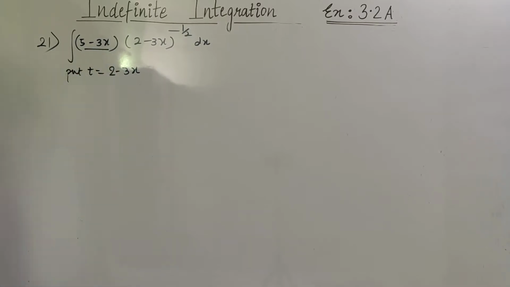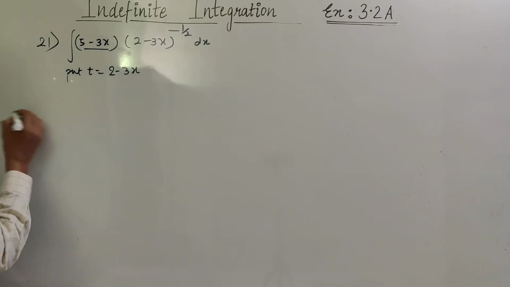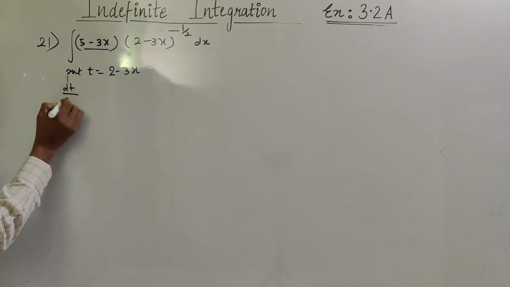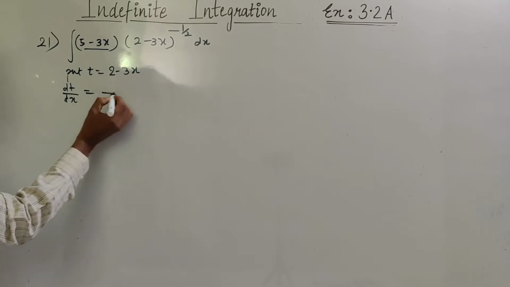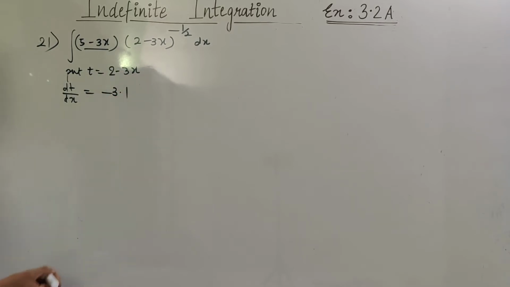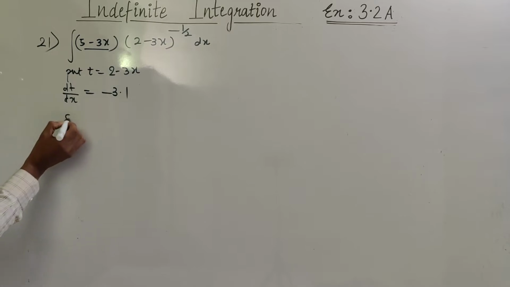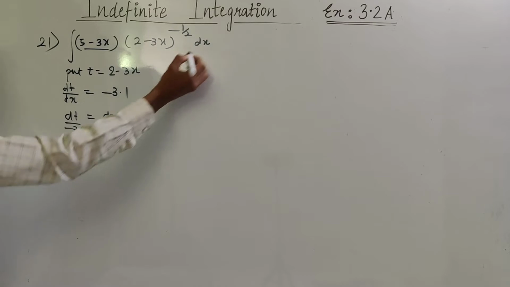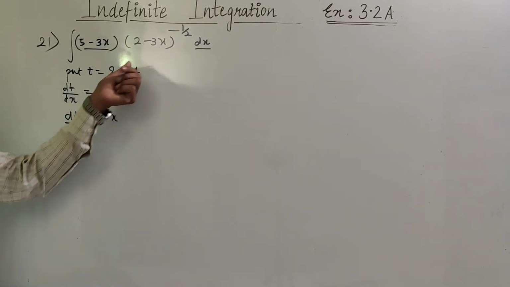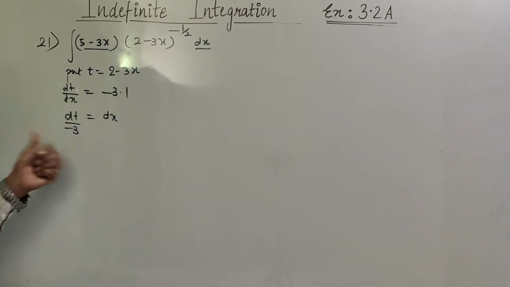यहाँ पे 5 minus 3x we want to express in terms of t. सबसे पहले dt by dx लेना है आपको. dt by dx is equal to, इसका डेरिवेटिव कांस्टेंट है 0, minus 3 into 1, that is dt upon minus 3 will be equal to dx. So this dx is equal to dt upon minus 3.